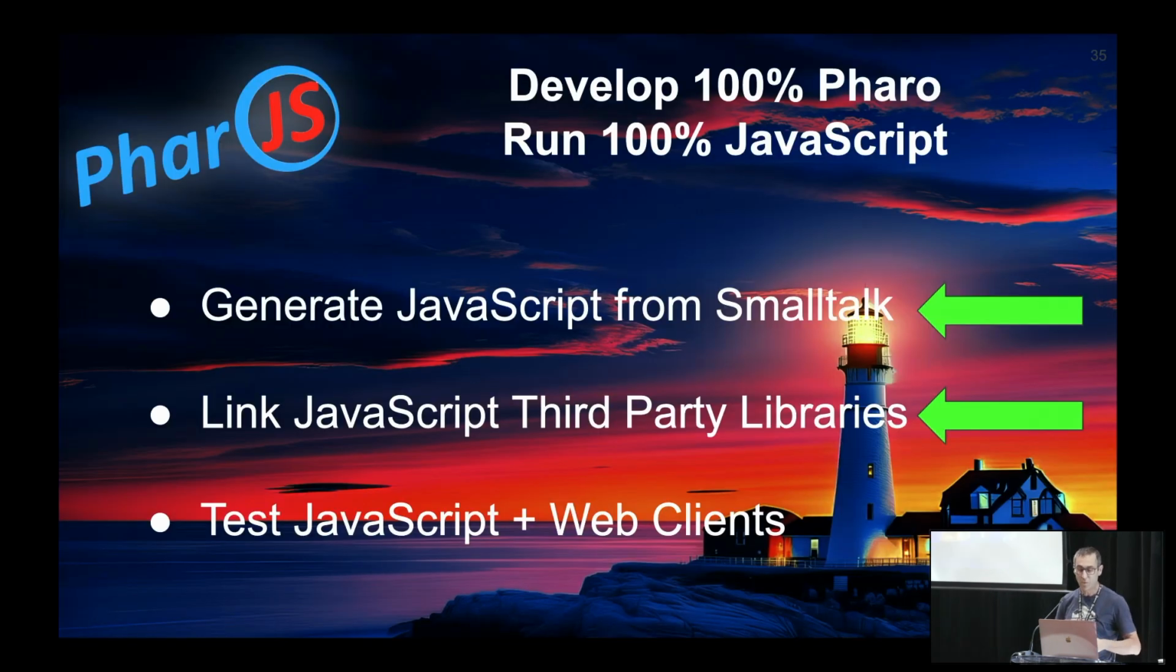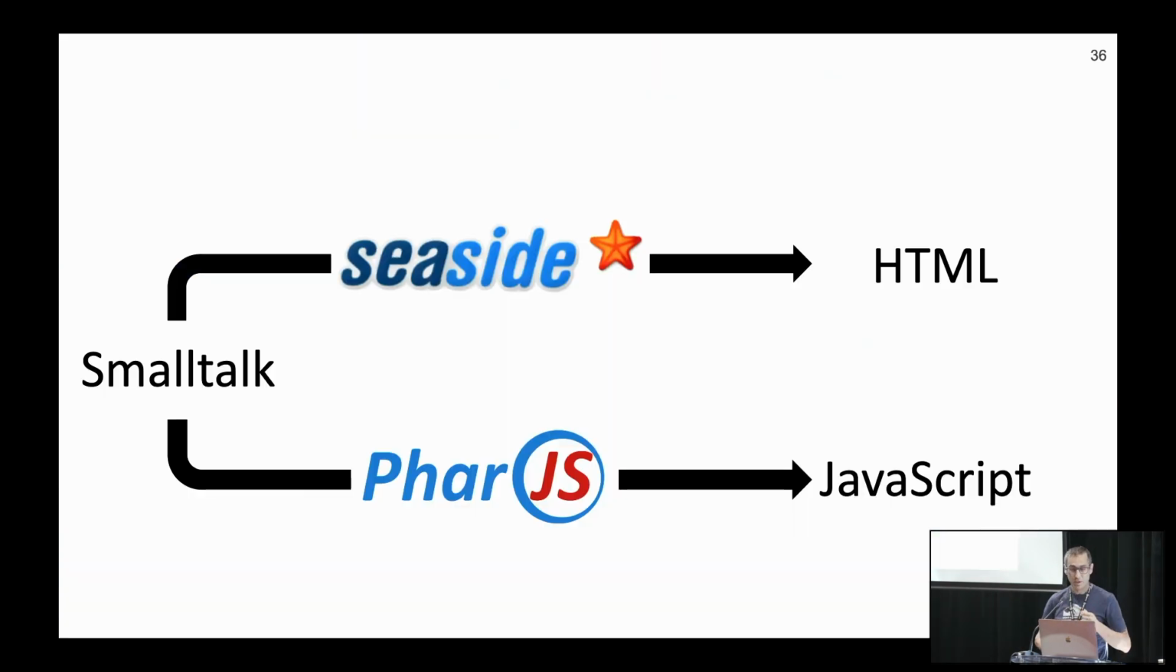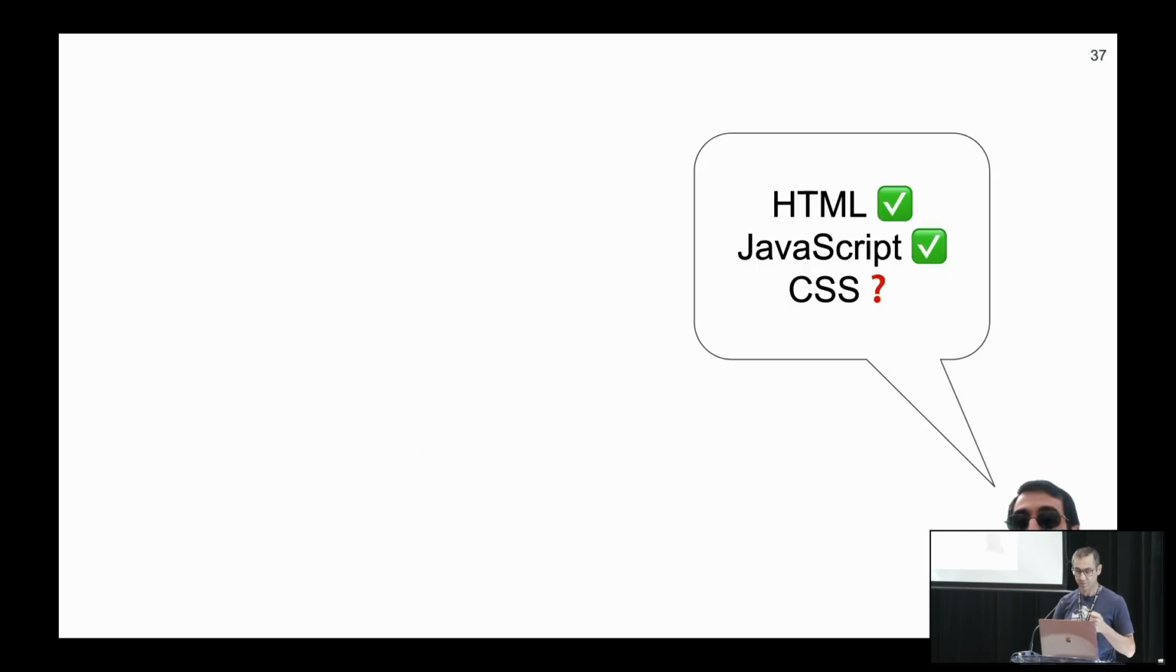And again, we don't take everything from Pharo.js. We take the HTML, the JavaScript generation from Smalltalk. We take the link to third-party libraries, so we can use them. So still, I'm lazy, so I steal libraries whenever they are available. If they are in Smalltalk, fine. If they are not in Smalltalk, JavaScript, I can take it. Okay, so we can start from Smalltalk, and with Seaside and Pharo.js, we generate HTML and JavaScript.